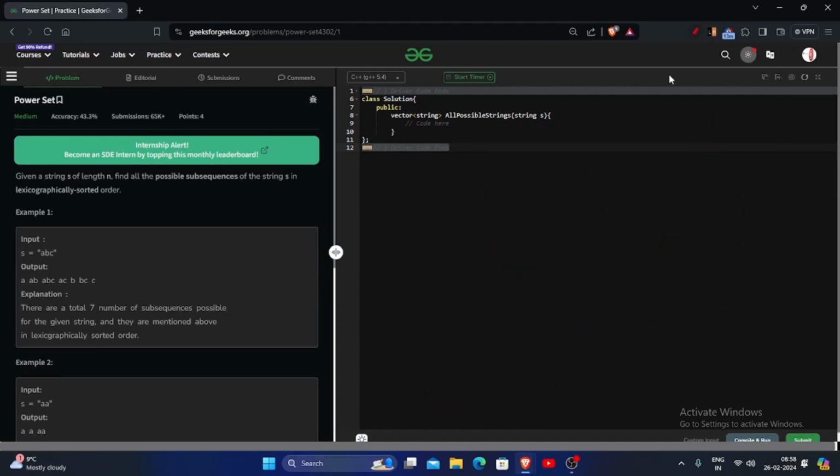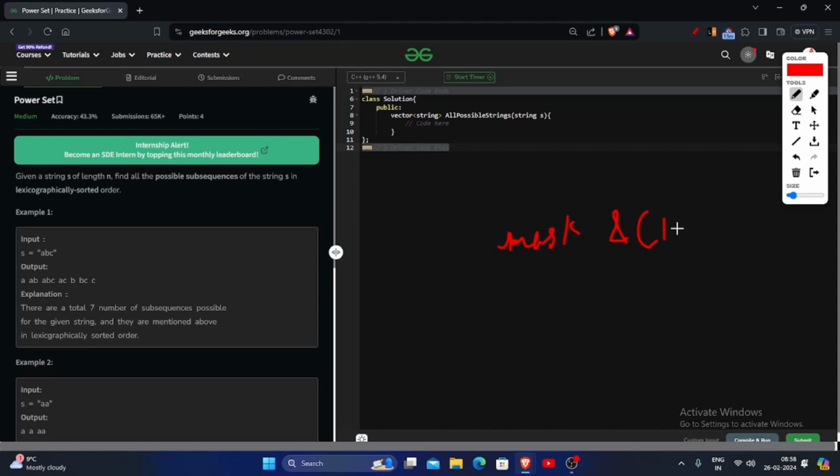Let me make it clear. If mask, we have mask here. If mask and 1 left shift by I. If this is set, what is mask? Mask is 1. And what will 1 left shift by I give? This is 1 left shift by 0. 1 left shift by 0 is nothing but 1 only. 1 and 1 will give us 1. That means we need to add this particular bit in our subsequence.